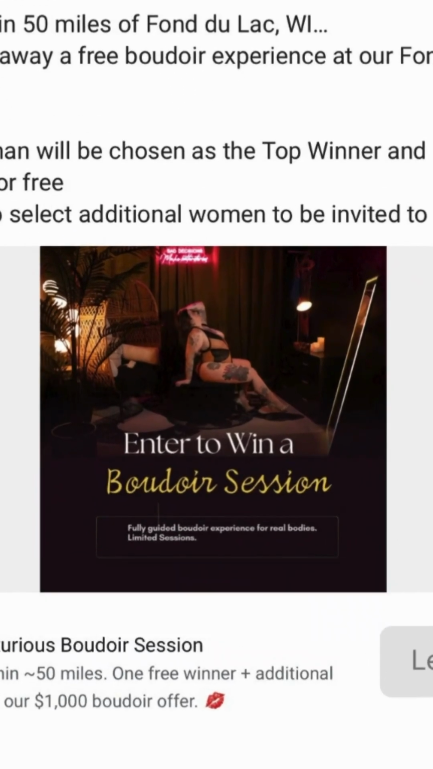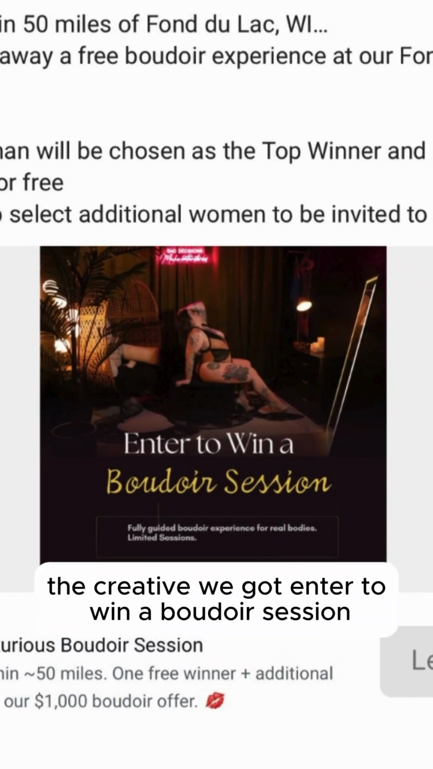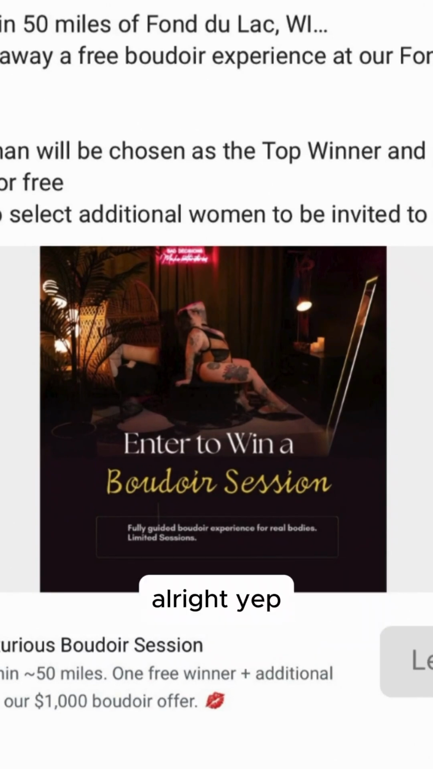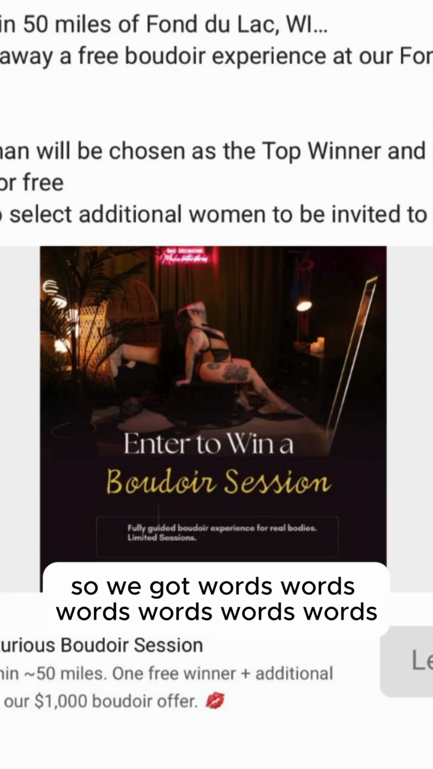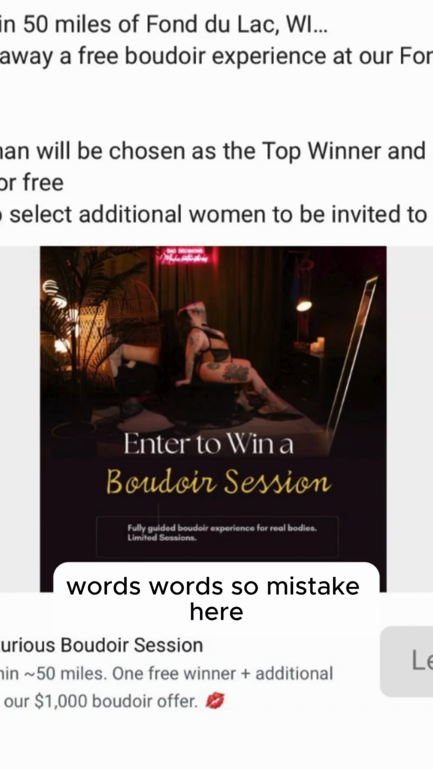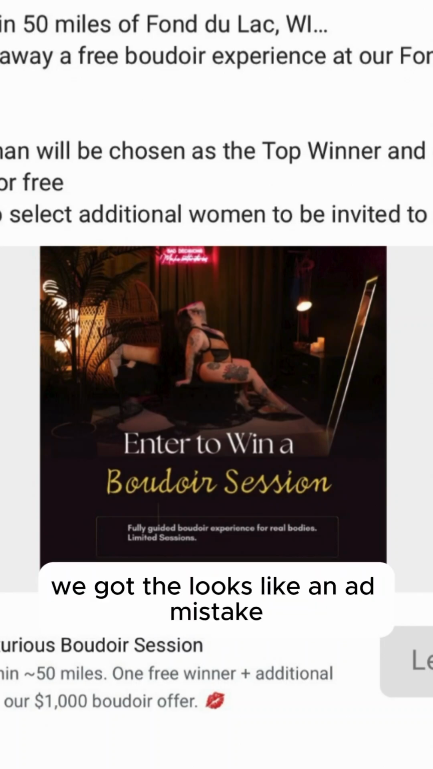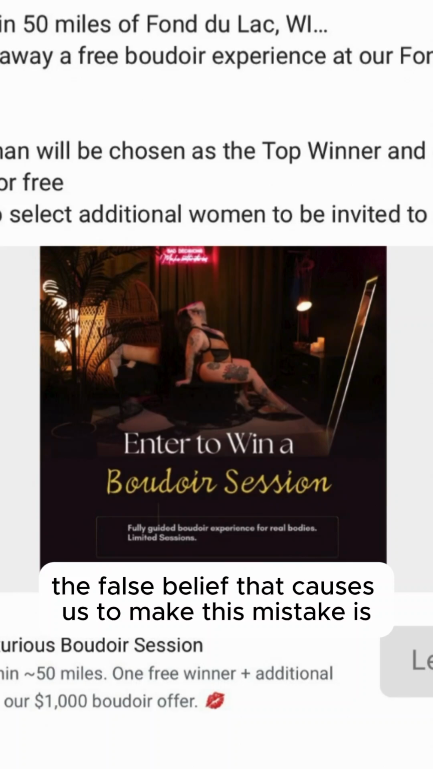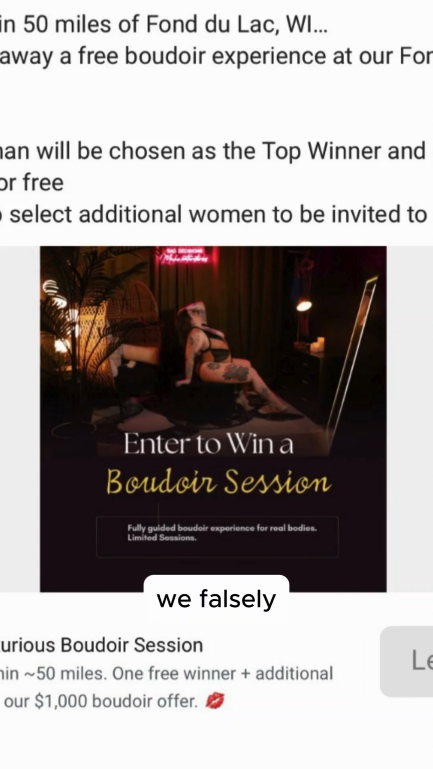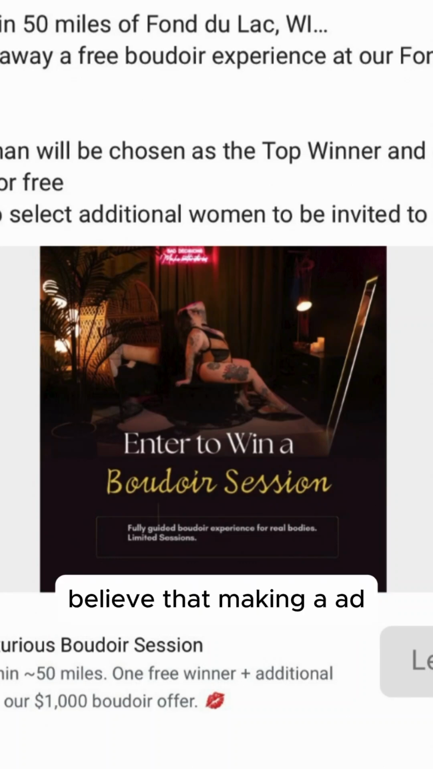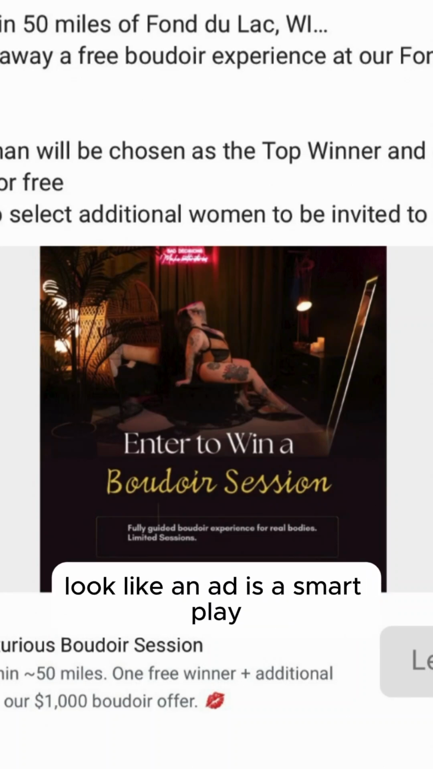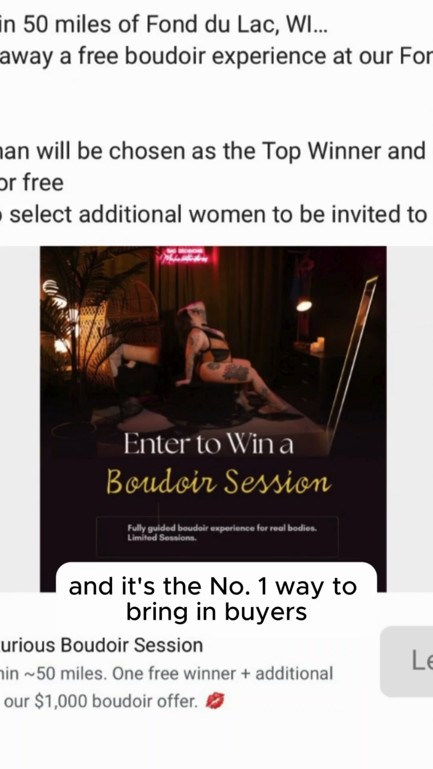Next, looking at the photo here, the creative. We got "enter to win a boudoir session." All right. Yep. So we got words. So mistake here, we got the looks-like-an-ad mistake. The false belief that causes us to make this mistake is we falsely believe that making our ad look like an ad is a smart play. And it's the number one way to bring in buyers.